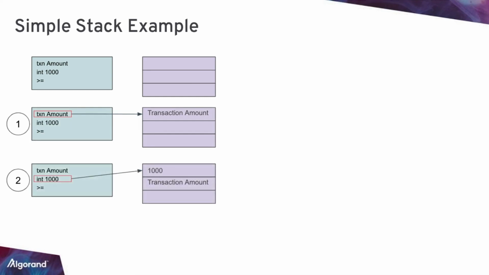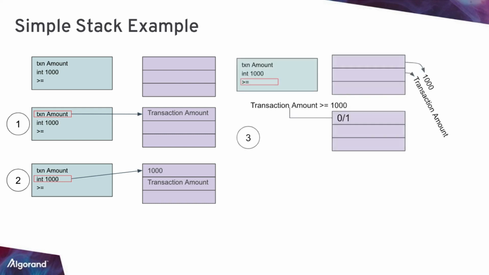Then the next opcode, int 100, is a pseudo opcode that basically acts as a helper method. It's going to push the integer value 1,000 on top of the stack. So now that top of stack transaction amount gets pushed down. The third thing is the opcode greater than or equal to. What this does is it pops the two top values off the stack and compares them. If the transaction amount is greater than or equal to 1,000, it pushes a 0 or 1 on the stack, depending on the results of that check.